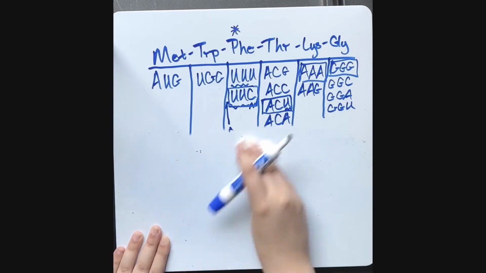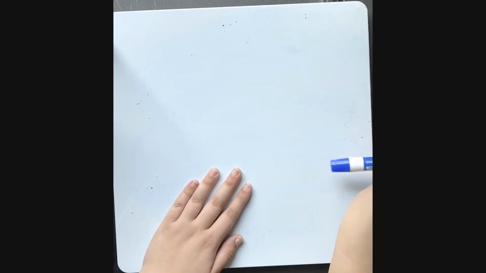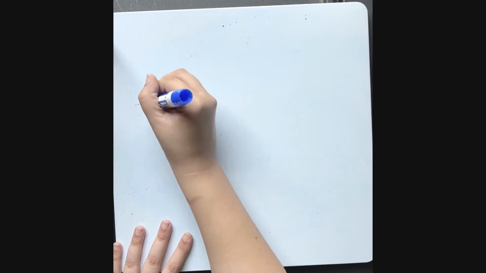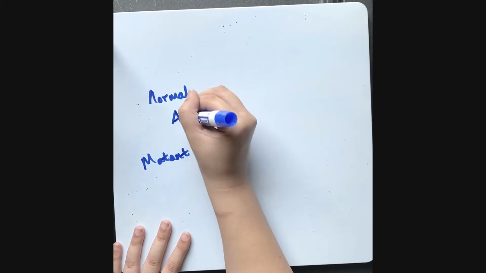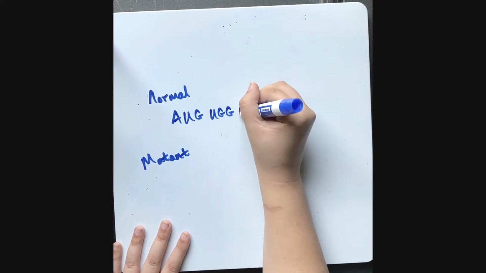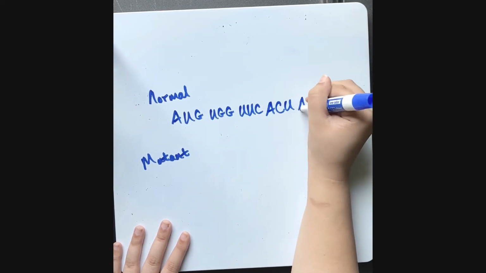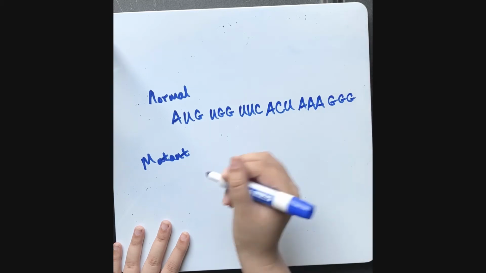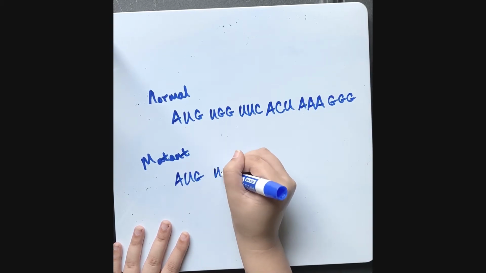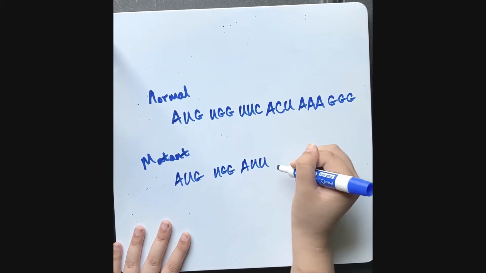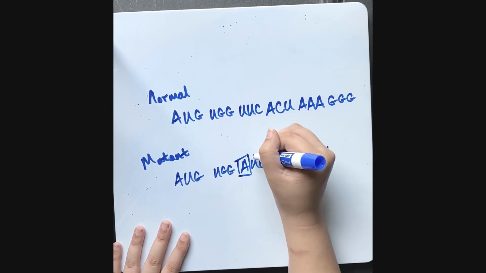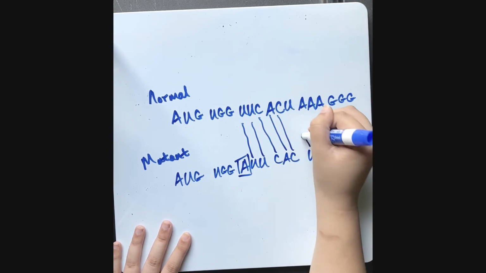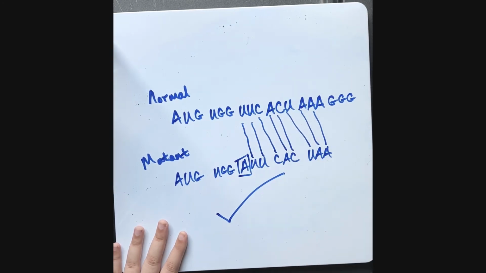Now that we're done, my favorite way to check my answer is to write out both the normal and mutant sequences and line up the bases of the two strands, ensuring that each has a match except the A that was inserted. And this is how you can figure out the mRNA sequence of a mutant protein strand.